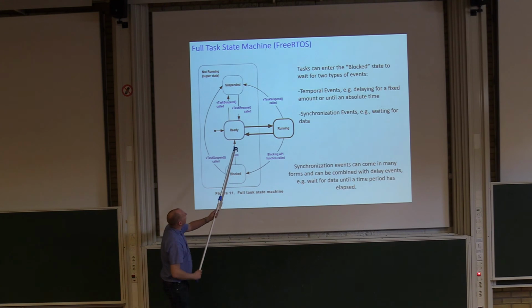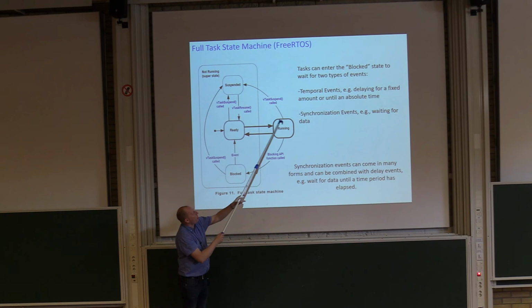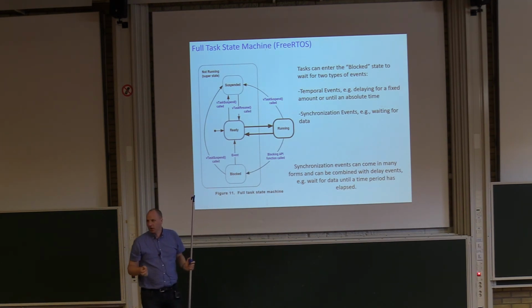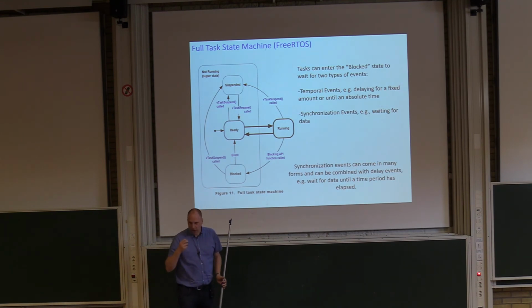So once again, you can have multiple threads in the ready state, multiple threads can be in the blocked state, multiple threads can be in the suspended state, but only one thread can be in the running state if we have a single processor. And it's the task of the scheduler to decide which thread to put in the running state.